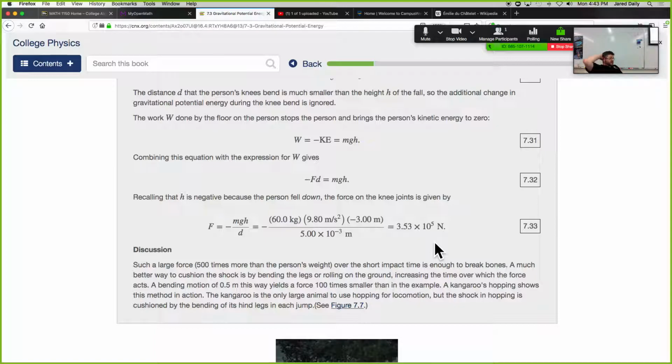That's a lot of force. And if you've ever jumped from a 10-foot tree onto the ground, stiff legs, you know it's a lot of force because you probably went to the hospital with broken shins. Okay? That's how much force there is. It's easily enough to break people's legs.